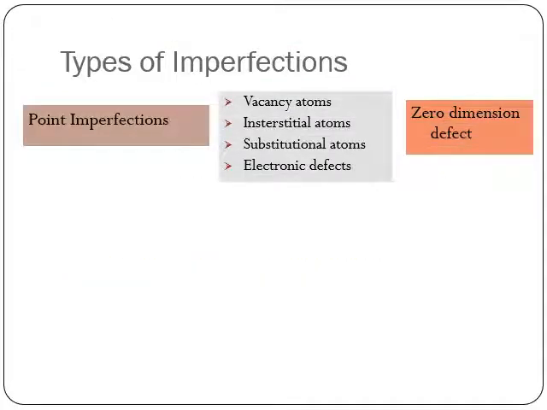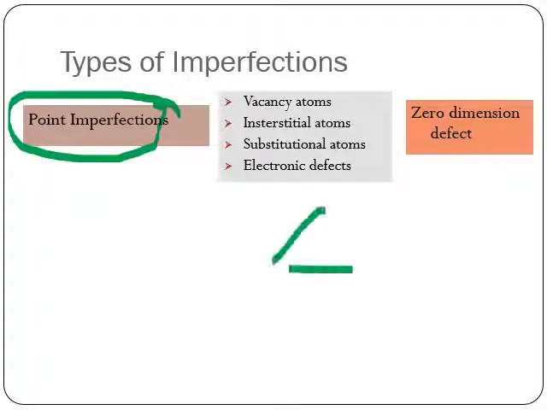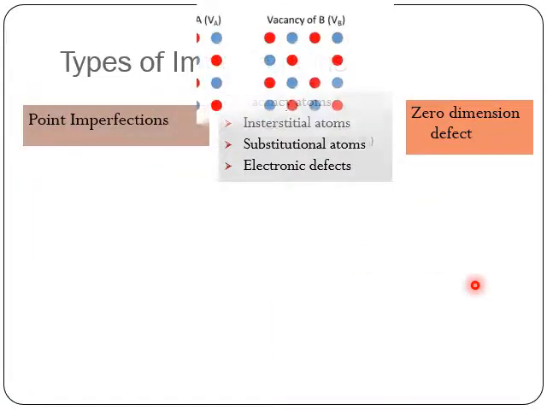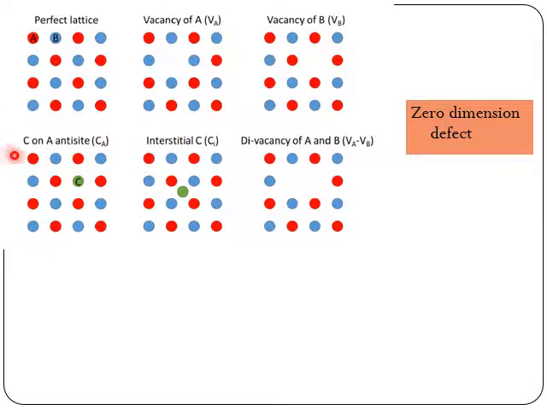Okay, so the types of imperfections in a solid: the first category we call point imperfections. As I said already, if I have a cube, I will have 8 atoms. If any one of the atoms is missing from its place, it creates a void. That is what a vacancy is. So how exactly will it look? It can be seen like this.